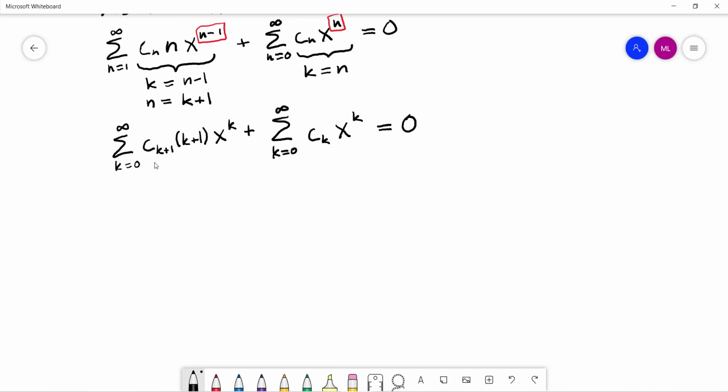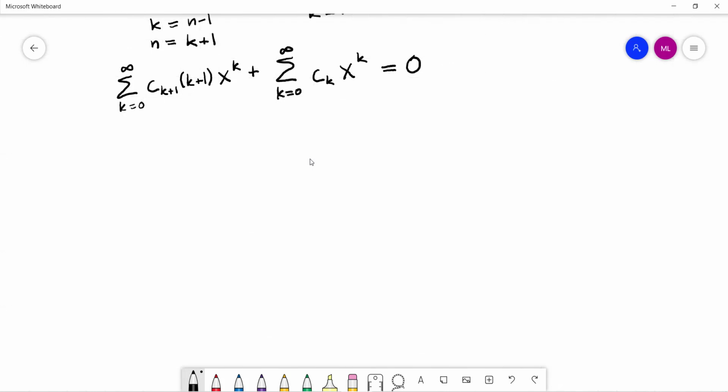So now I have these two different sums, but they're synced. The sums are synced, and so I can group them into a single sum now. I can rewrite this as the sum from k equals 0 to infinity, and now I can group all the terms. They're both going to have an x to the k power, so I can factor that out, and we'll wind up with c sub k plus 1 times k plus 1 times x to the k plus c sub k times x to the k. So I'm basically grouping these together, factoring out the x to the k term, and grouping these coefficients together in one place. And that whole thing is equal to 0.